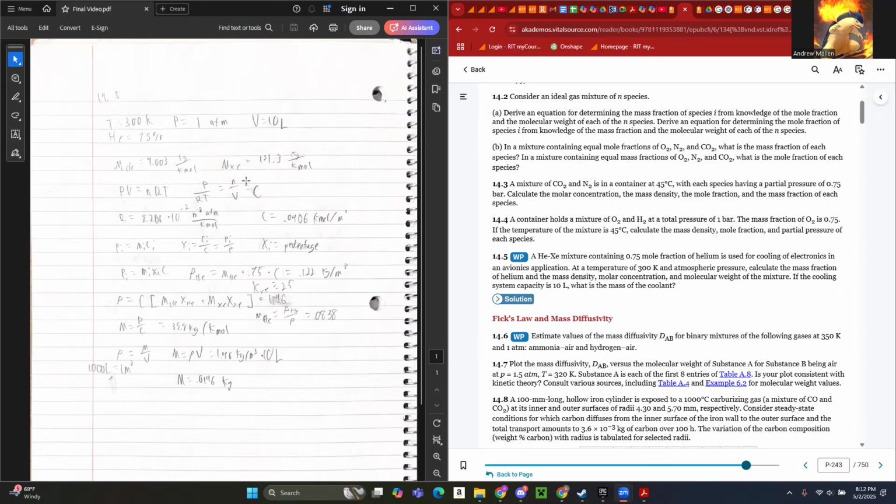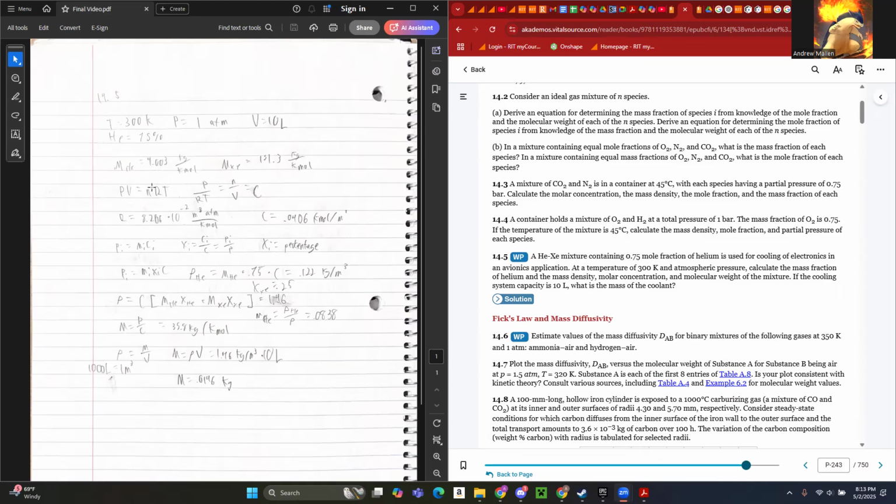Since we want the molar concentration, we want n over V. So we rewrite this equation so that C is equal to P over RT. The universal gas constant in this instance is going to be 8.206 times 10 to the negative 2 cubic meters times atmosphere over kilomole Kelvin. This is specifically what the universal gas constant looks like with these units. It looks different depending on exactly which units you're using, atmospheres, bars, kilojoules, a lot of different ways to look at it. Of course, doing all this will give us a molar concentration of 0.0406 kilomoles per cubic meter.